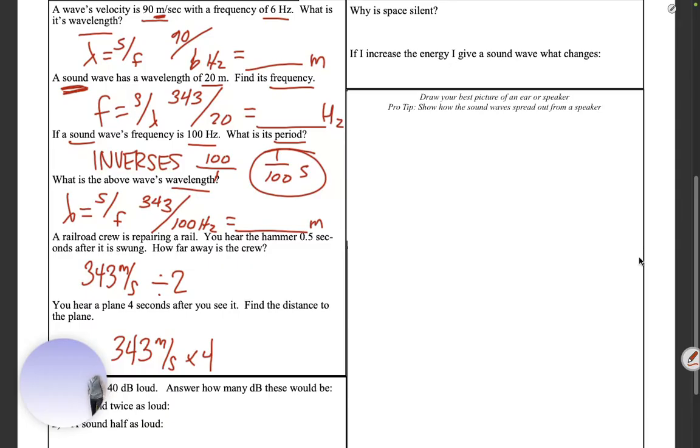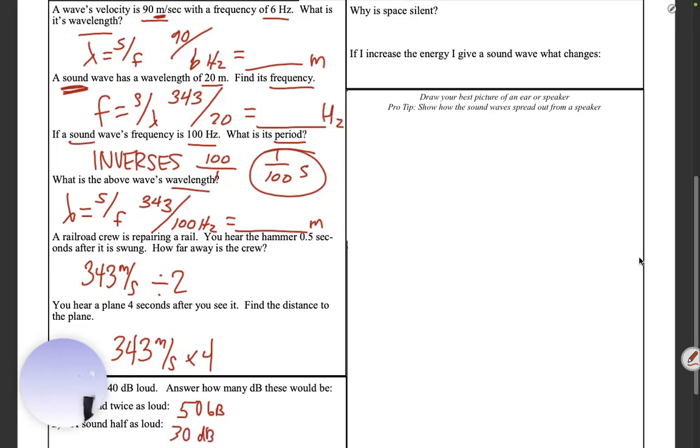Your decibels down at the bottom, how would you hear a 40 decibel sound compared to, or how would these other ones be compared? So twice as loud as 40 would be 50 decibels, because every time you go up or down by 10, it's twice or half as much. So half as loud of 40 is 30 decibels.